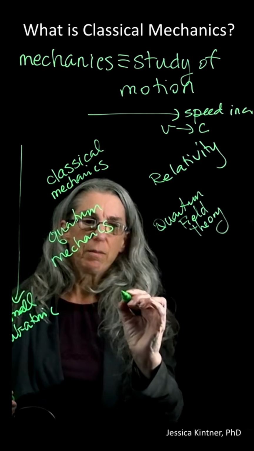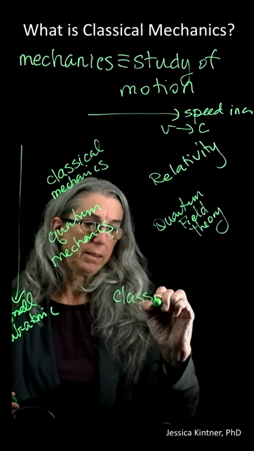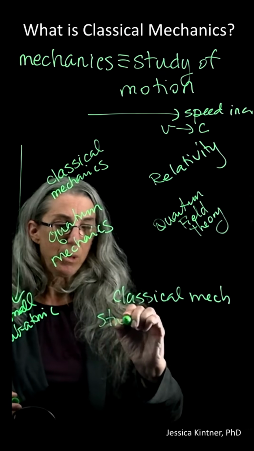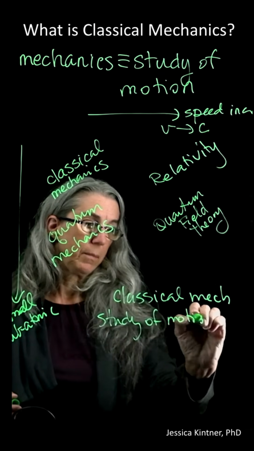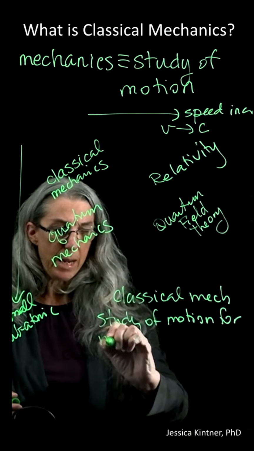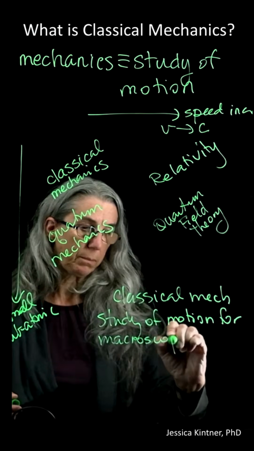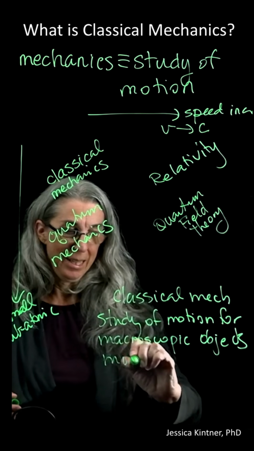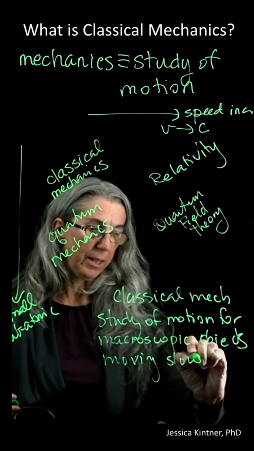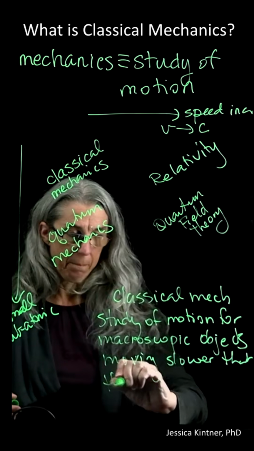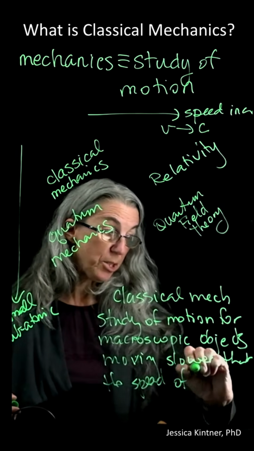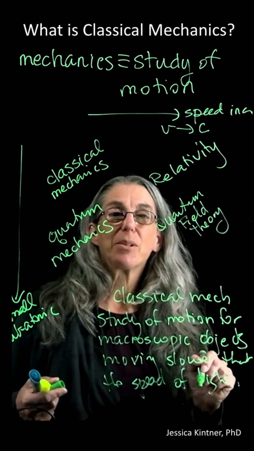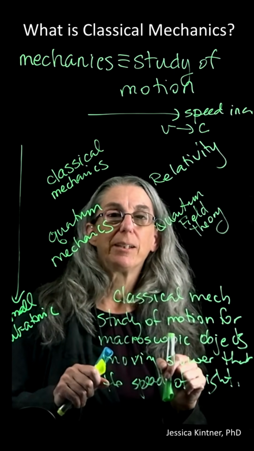So mechanics is the study of motion, and classical mechanics is the study of motion for macroscopic objects. So like apples and baseballs and planets, macroscopic objects moving slower than the speed of light. How much slower is something we'll talk about when we get to relativity. So classical mechanics is the study of motion for macroscopic objects that are moving much slower than the speed of light. That's where we're going to start.